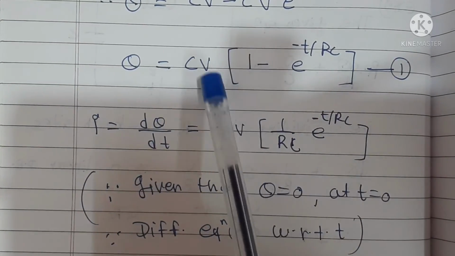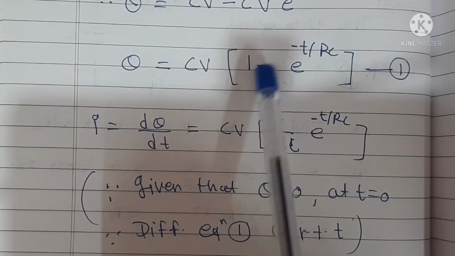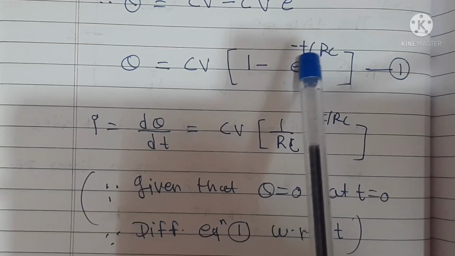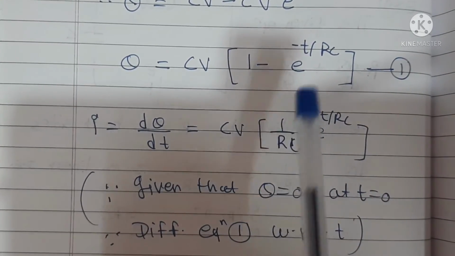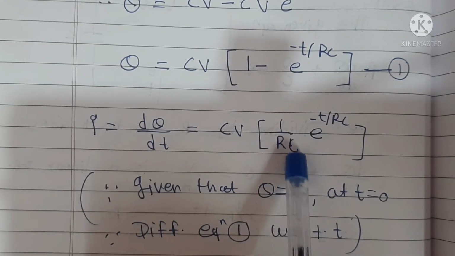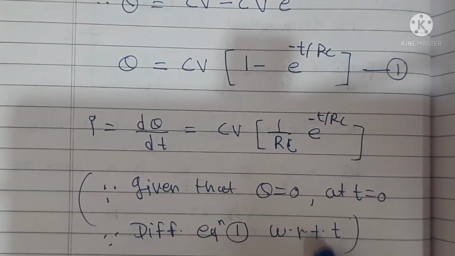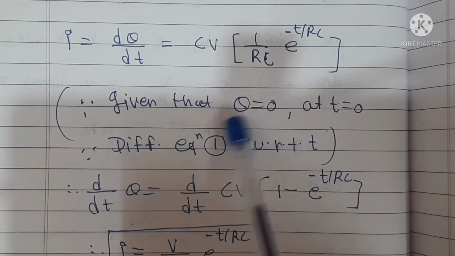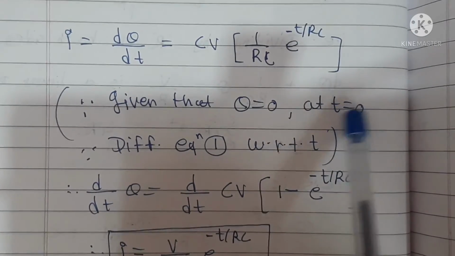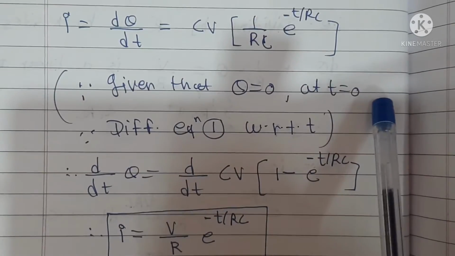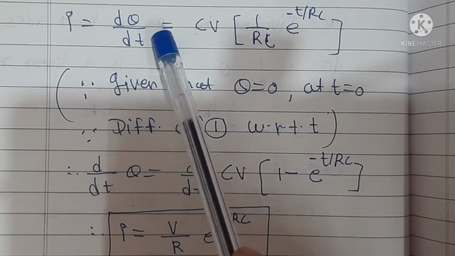I take the derivative of this equation: the constant as it is, the derivative of a constant is 0, and then the differentiation of e raised to minus t upon RC. 1 upon RC is the constant term; we are dividing by this constant term and e raised to minus t upon RC stays as it is. Now again substitute the given condition. They are given that Q is equal to 0, the charge is 0 at time t equal to 0.